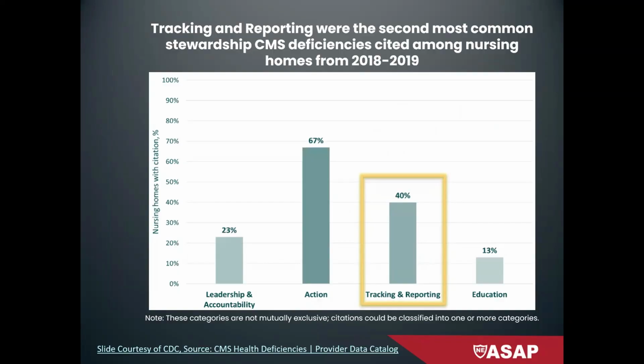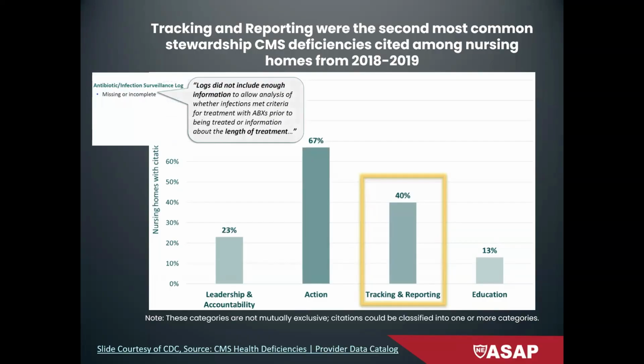But right after that went in place, for the next 2 to 3 years, this was something that was really difficult for facilities to do. They didn't really provide a lot of guidance on how to track and report antibiotic use data. And you can see they very commonly cited facilities for the tracking and reporting components here. Of all of the antibiotic stewardship type citations that were written to nursing homes, 40% of them had to do with tracking and reporting.